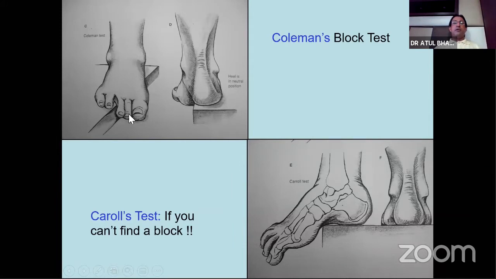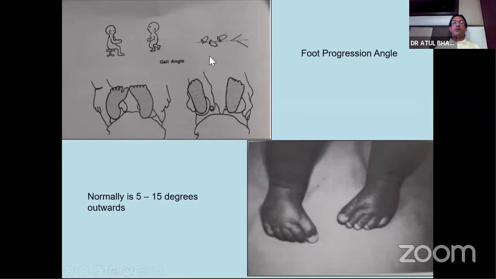Again, also look at the foot progression angle. When the toes are pointing inwards when the child walks, this is called an in-toeing gait. Typically, the foot points 15 degrees outwards. If it's pointing inwards, either it is because of a foot problem or because of tibial torsion. And again, you have to assess the tibial torsion by assessing the bimalleolar axis relative to the thigh. So the thigh foot axis is important.